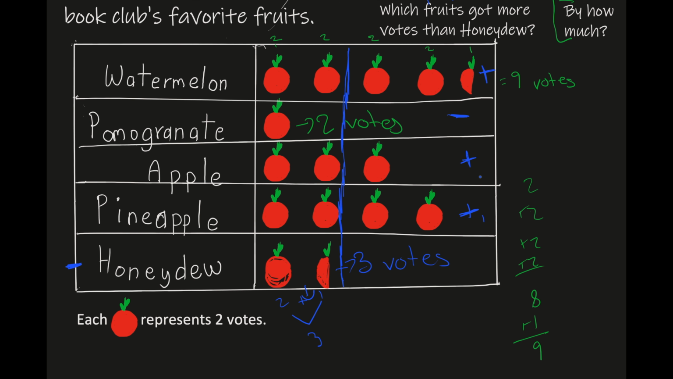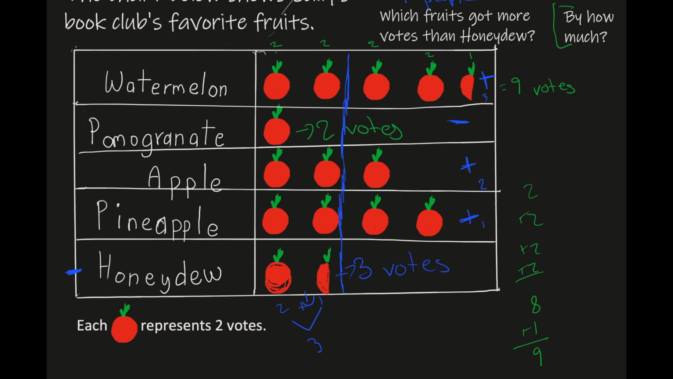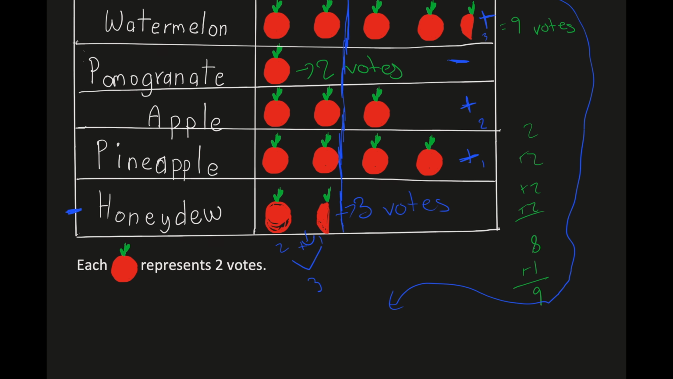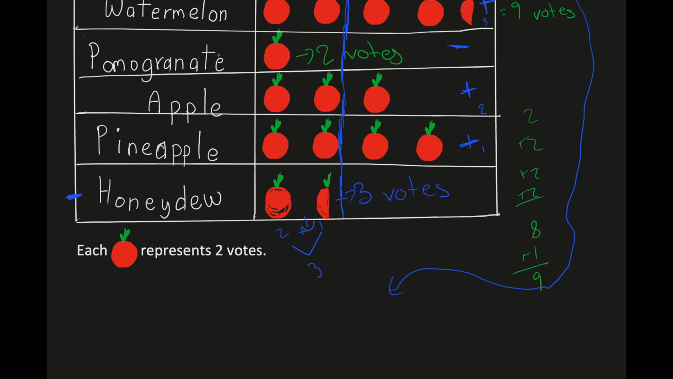1, 2, 3. So 3 fruits. Okay, which ones are there? Watermelons. So let's write this down. I'm going to draw an arrow because I don't have much space to answer that. There you go. So this one had a plus. It's watermelon. So let's write down watermelon.